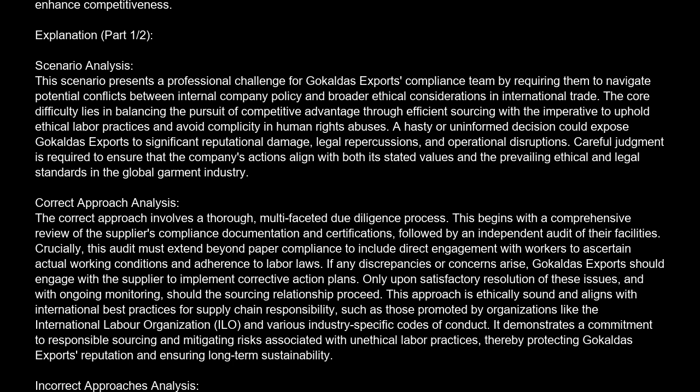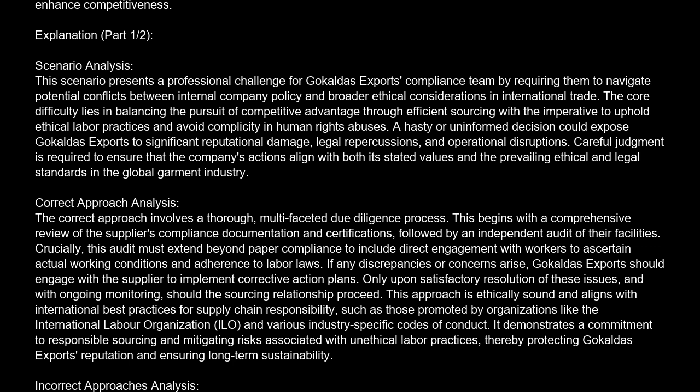This approach is ethically sound and aligns with international best practices for supply chain responsibility, such as those promoted by organizations like the International Labor Organization (ILO) and various industry-specific codes of conduct. It demonstrates a commitment to responsible sourcing and mitigating risks associated with unethical labor practices, thereby protecting Gokaldas Exports' reputation and ensuring long-term sustainability. Incorrect approaches analysis.